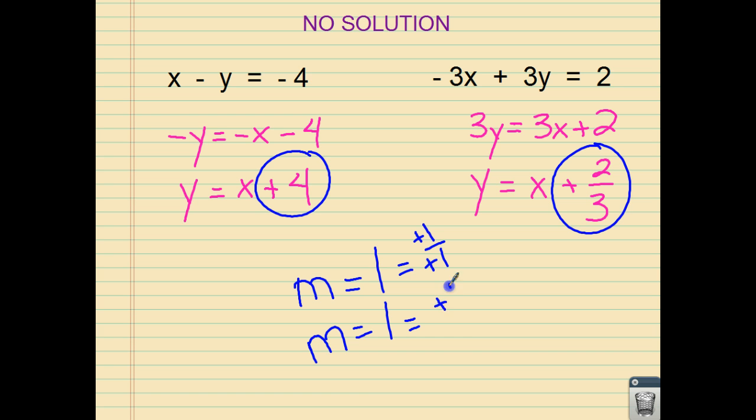The rise is going to be 1 and the run is going to be 1, which means those two lines will never intersect each other, and we call this parallel. So if I'm going to paraphrase what I just said, by finding the slope of each line, if they are the same slope with different y-intercepts, these lines are going to be parallel, which means they're never going to intersect, which means they're never going to have a solution.